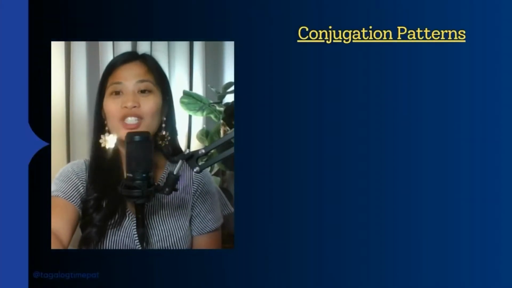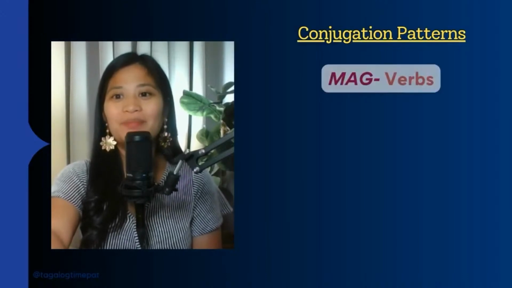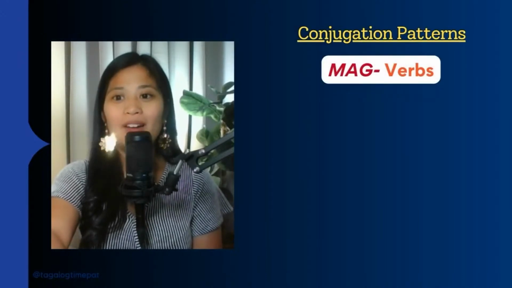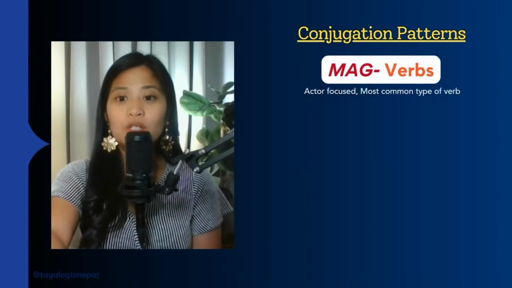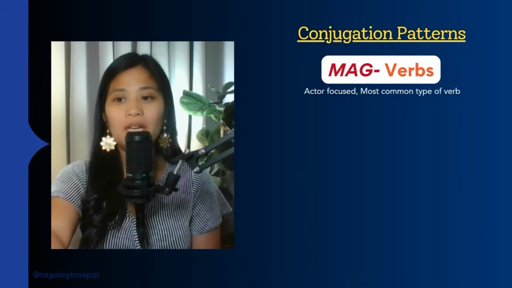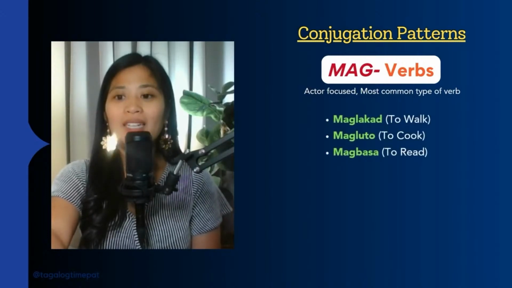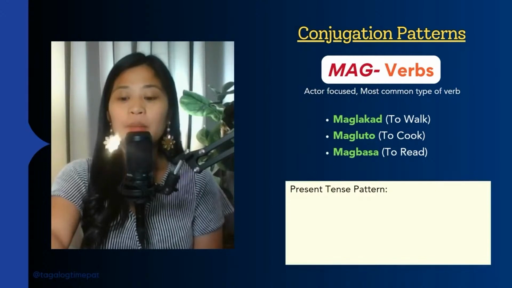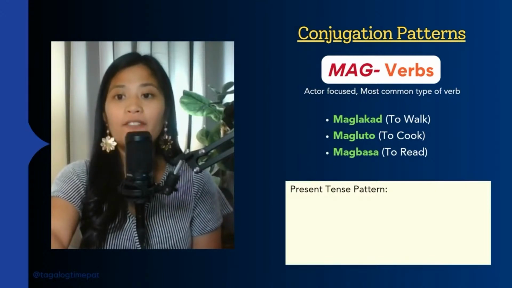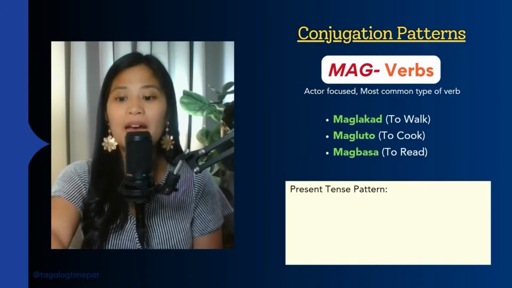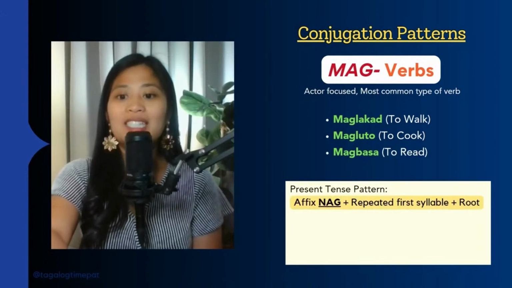Alrighty, so let's go ahead and jump right into these conjugation patterns. We will start with the mag verbs. They are usually actor-focused, and they are the most common type of verb in Tagalog. Here are some examples. Maglakad, to walk. Magluto, to cook. Magbasa, to read. Now, if you want to conjugate a mag verb in the present tense, here is the pattern. It's the affix nag, then it's the repeated first syllable, and then it's the root.